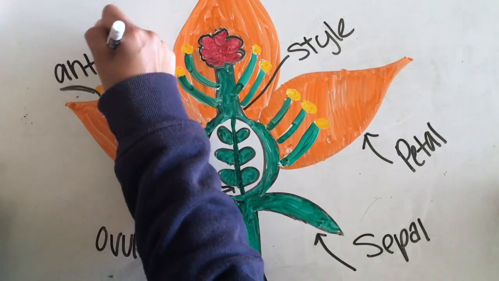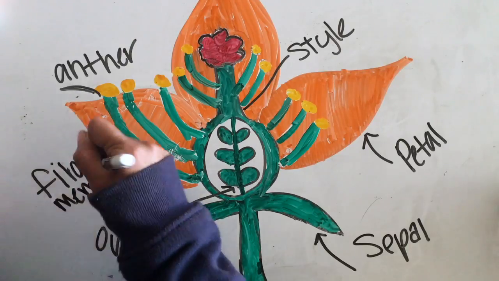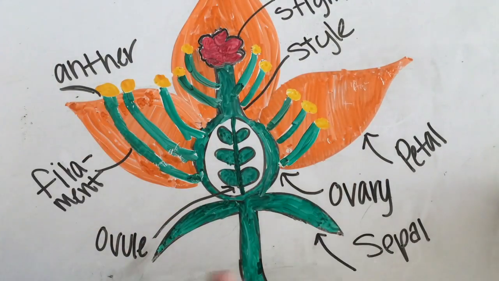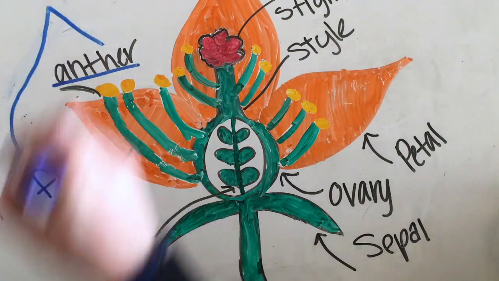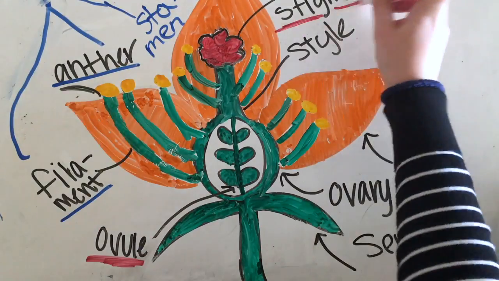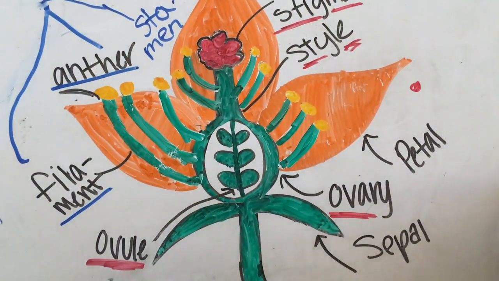And then that little stick thing heading up to the red thing is the style. And then on top, you can't see it, is the stigma, and it's the sticky stigma where the pollen will land to fertilize the flower. The things in blue make up the stamen, and the things in red make up the female part of the plant, which is the pistil, which is the stigma, style, ovary, and ovules.